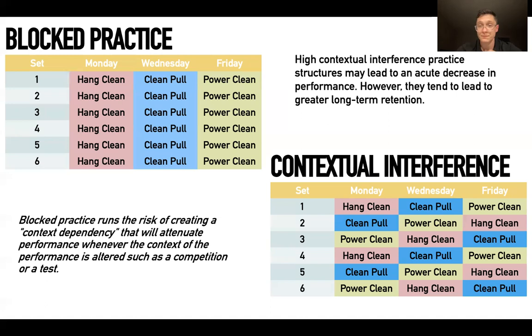testing environment. However, if you look at the bottom right-hand corner where we see the contextual interference practice structure, we see that on each day, Danny is alternating between different forms of the Olympic lifting variation. So on the first set, he would perform a hang clean. On the second set, he did a clean pull. And on the third set, he did a power clean. And then he would repeat this. This would be on a Monday, right? And what that allows is that he's targeting different components of the skill on each of those different lifts.